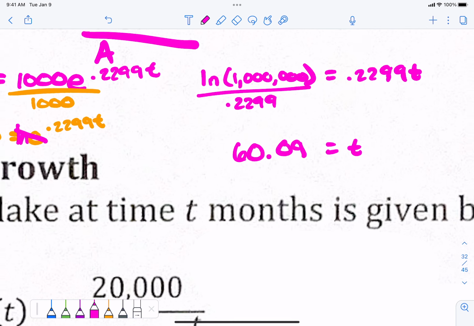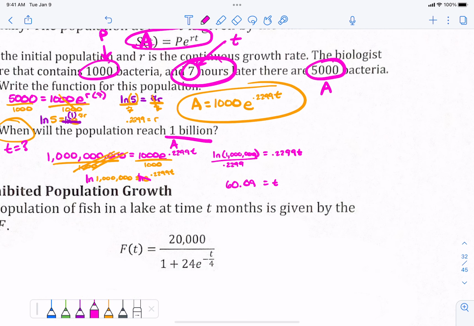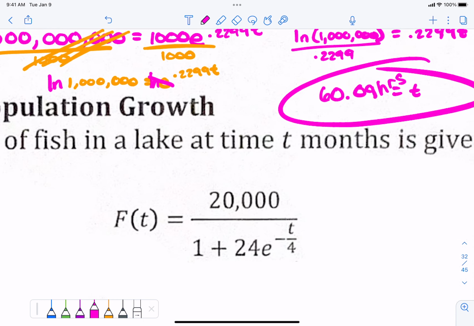60.09. Okay, what is that units in? Years. Hours. The 7 was in hours before, so this is going to be in hours now. Most of the time in a compound interest formula it's in years or whatever, but whatever units you put in is the units that you're going to get out. So if we put 7 hours in previously, we're going to get hours to come out.